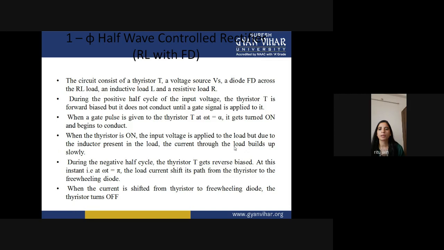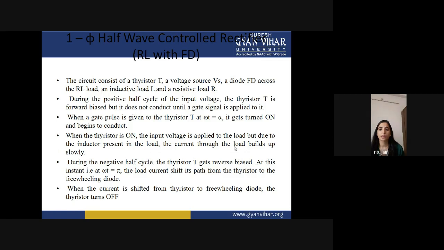So when a gate pulse is given to the thyristor T at omega t is equal to alpha, it gets turned on and begins to conduct. Now, when the thyristor is on, the input voltage is applied to the load, but due to the inductor present in the load, the current through the load builds up slowly.